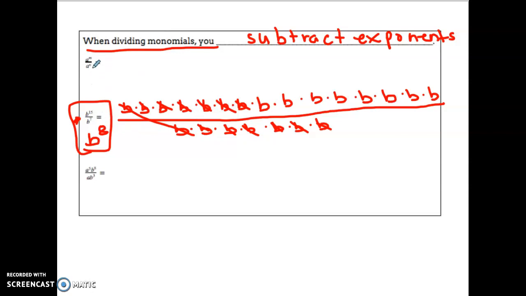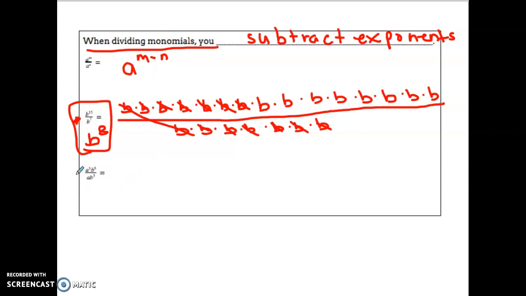So here's just our general rule. When we have a to the m divided by a to the n, you would solve that by doing a to the m minus n. In that order. It's numerator minus denominator. In that order. That is important.